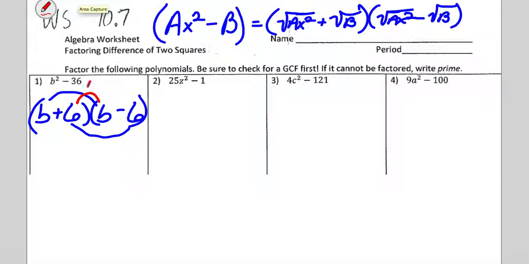But wait, what about these? Well, you get 6b and negative 6b. And those combine to 0. So that's why you get that answer.